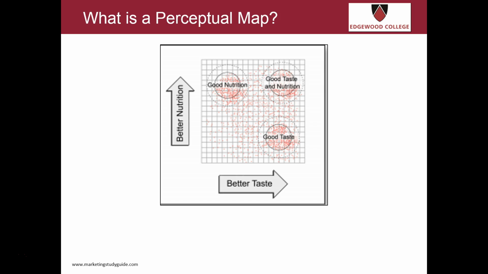The cluster to the upper left indicates a group of customers that is more interested in nutrition than taste. The cluster to the lower right indicates a group that is more interested in taste than nutrition. And the cluster to the upper right indicates a group that wants both good taste and good nutrition. The clusters or market segments could then be named taste, nutrition, and taste and nutrition. The simulation uses a similar positioning method to name its market segments.